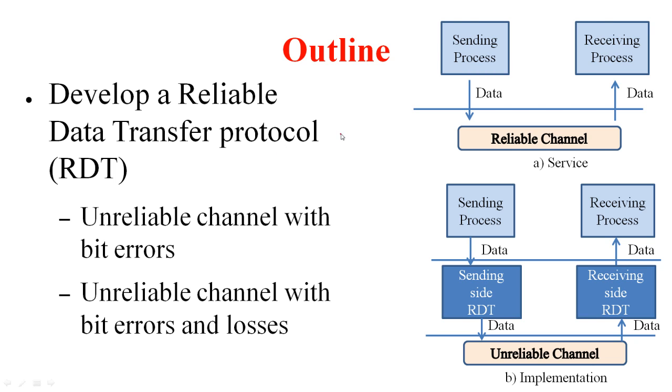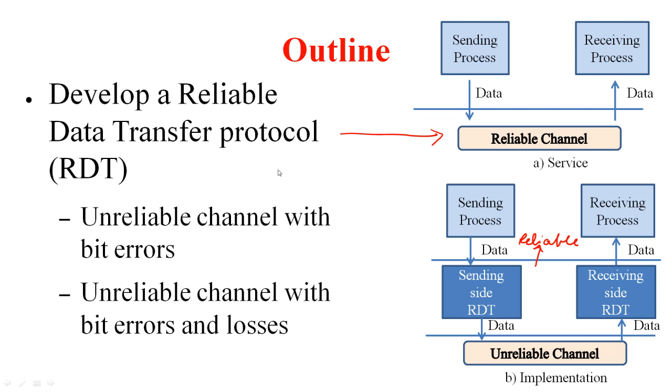This protocol provides a reliable channel service to the higher layers. As far as the higher layers are concerned, they send the data and to them it looks as if they are sending the data over a reliable channel. So they don't have to do anything about it. But in implementation, the data is being handled by this reliable data transfer protocol, which is in turn operating over an unreliable channel, but it is giving an impression of a reliable channel to the higher layer while it is operating over an unreliable channel.